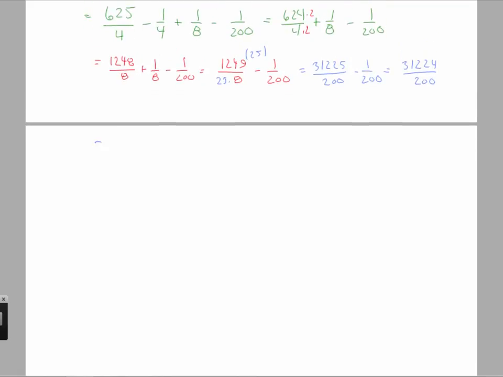So again, we're working with 31,224 over 200, and I'm not sure exactly what the highest number we can divide this by. I know they're both divisible by 4 because the last two digits are divisible by 4. So I'm going to divide top and bottom by 4, and I end up with 7806 over 200 divided by 4 is 50. And both of these are even, so I can divide these by 2.